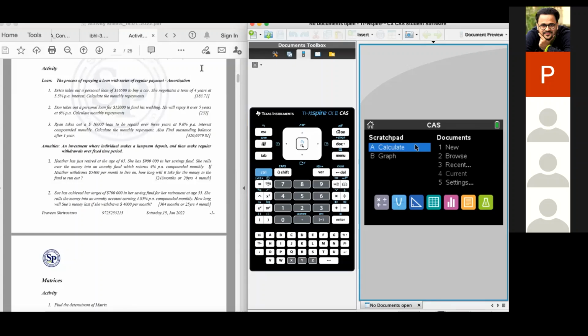and she has 90 lakhs in her savings fund. She rolled the money over into an annuity fund, which returned 4% per annum compounded monthly. So if Heather withdraws $5,400 per month to live on, how long will it take for the money in the fund to run out? So again, it is advisable that we follow the procedure.